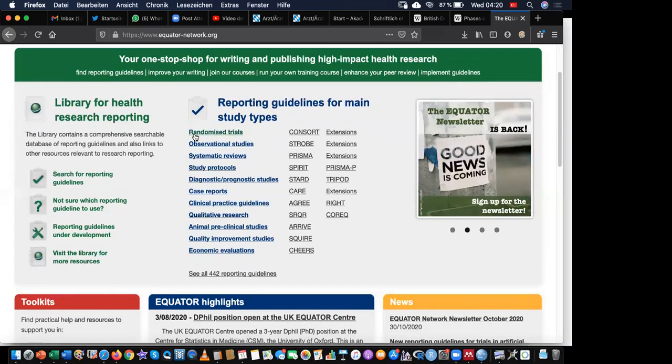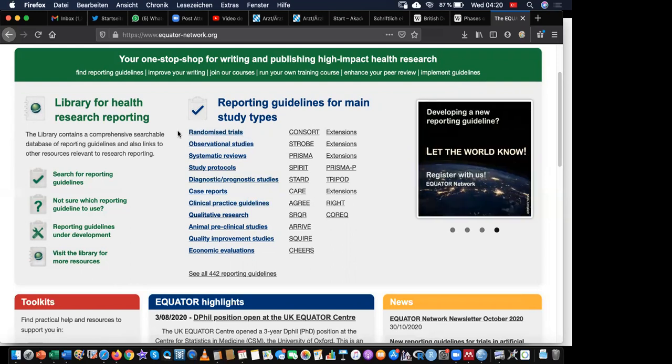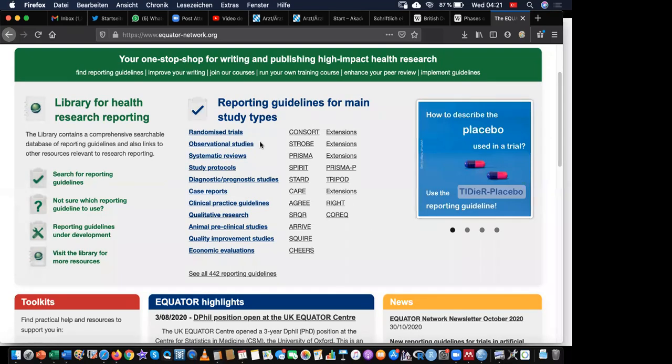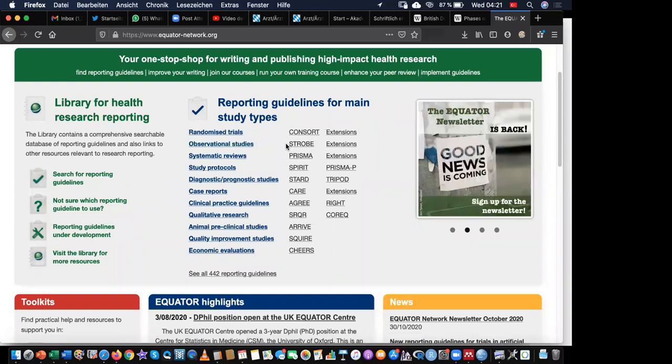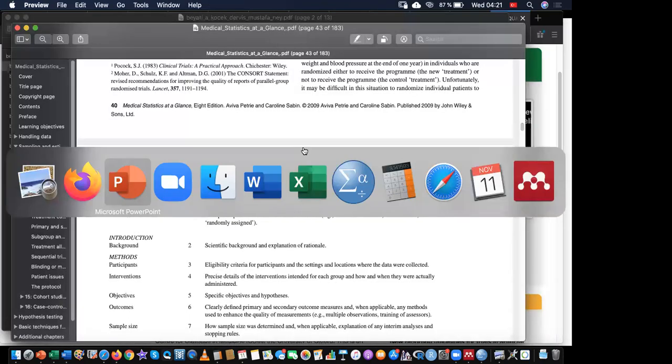As you see, in this list we have all the major study designs. For a randomized trial, which we also call the clinical trials, we have the CONSORT checklist. For observational studies, like the cohort study, the case control study, and the cross-sectional studies, we have the STROBE guidelines. There is also PRISMA, SPIRIT, and many other guidelines, but CONSORT and STROBE I want you to have in your mind, okay?